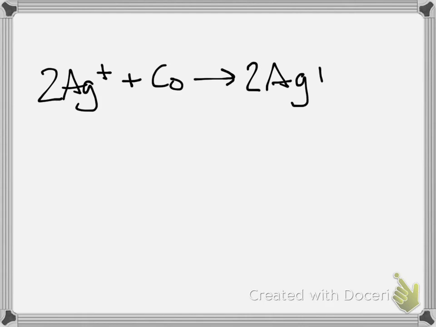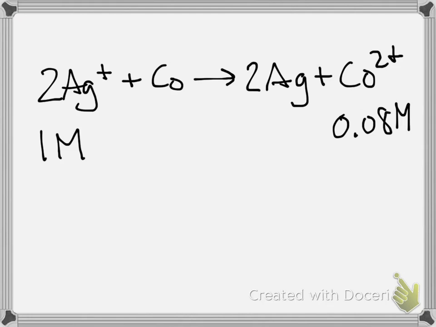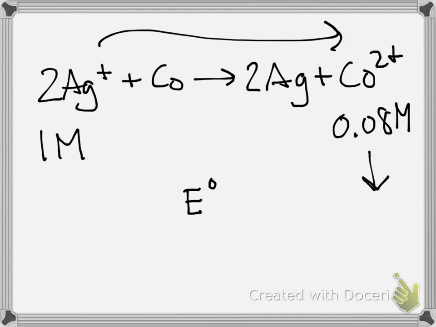The next reaction is 2Ag plus CO yields 2Ag plus CO2 plus. The concentrations they give us are of silver and cobalt. 1 molar is standard, so we're comparing to the standard. This one has less than 1 molar, so it's going to make more product. So that means the non-standard voltage would be greater than the standard voltage.